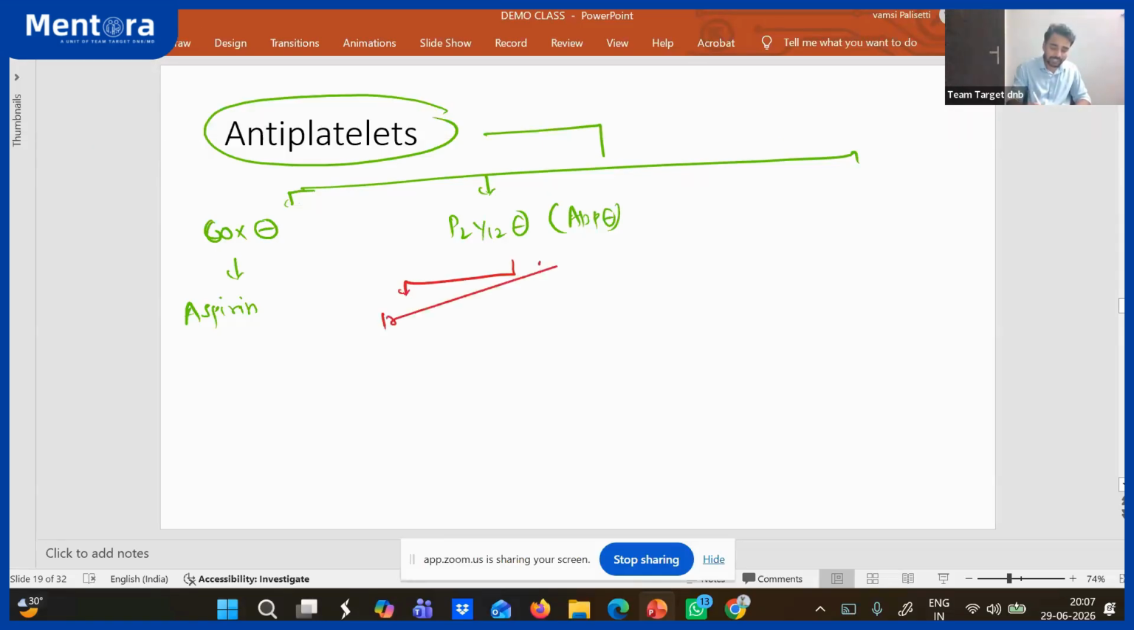Among the P2Y12 inhibitors, there are irreversible and reversible ones. Irreversible are your clopidogrel and prasugrel. Why I'm giving this flowchart is that this was a question they asked: what are the irreversible P2Y12 inhibitors? And reversible are your cangrelor and ticagrelor.